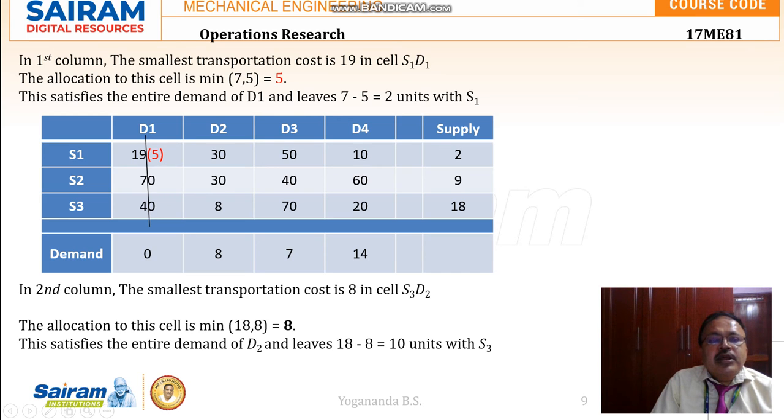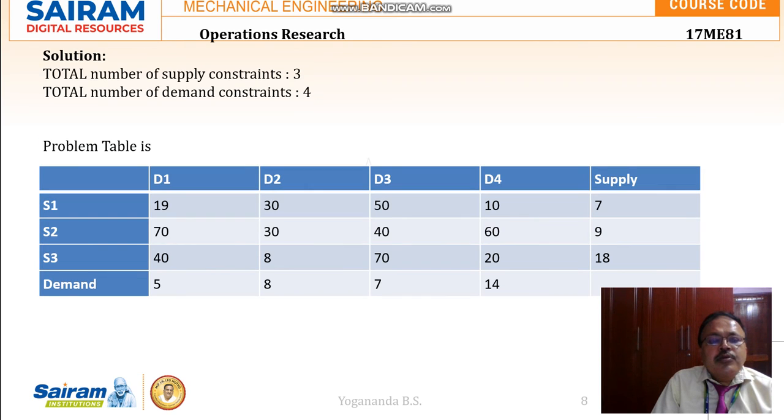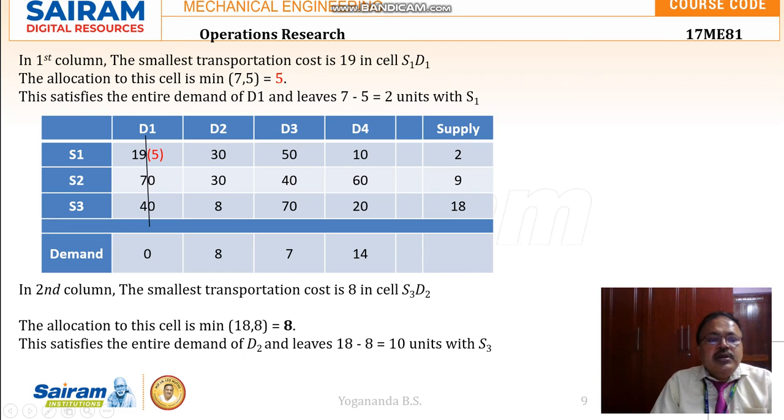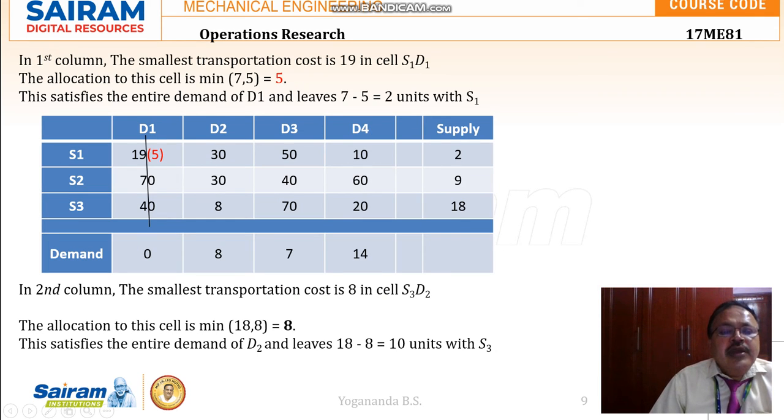So search for the lowermost cost, that is the column minima method. In each column, go for the lowermost cost. In the first column, the lowest transportation cost is 19. That is the first cell, S1, D1. The demand is 5 in the first column. The corresponding supply is 7. Out of 7 and 5, take the minimum, that is 5. So assign 5 to this particular cell.